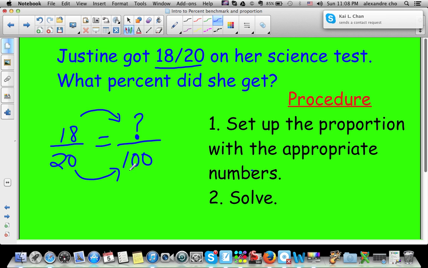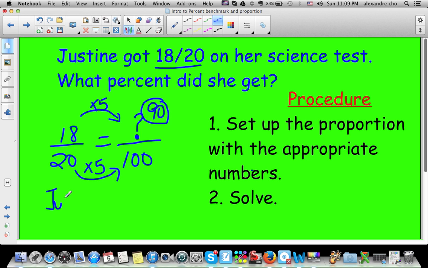Okay, so 20 to go to 100 is times 5. And 18 to go that way would also be times 5. Okay, if you multiply the bottom by 5, you must multiply the top by 5. So 18 times 5 gives you, 5 times 8 is 40, goes 4, gives you 90. So the percent, which is what you were missing, is 90. So you can write at the bottom, Justine got a 90% on her science test.